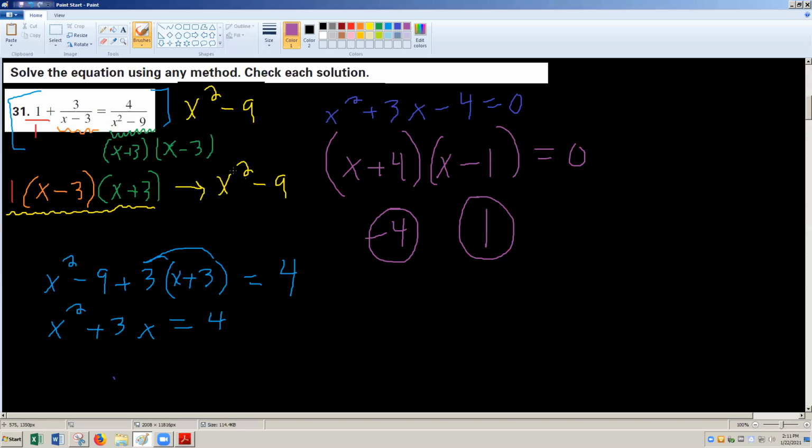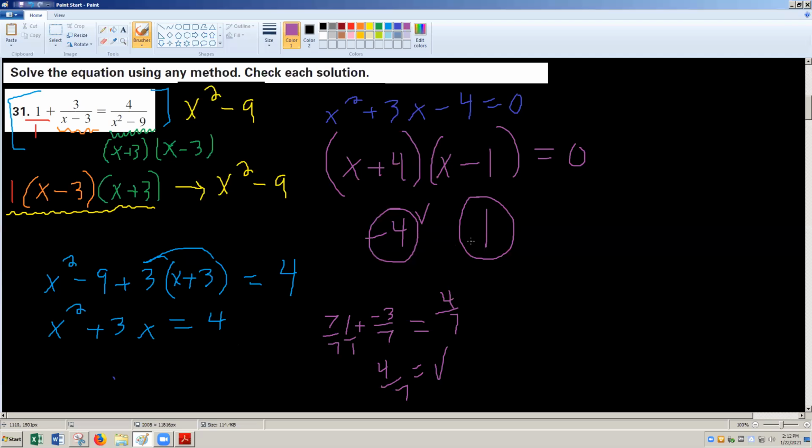Now, I want to be careful. I want to plug this back into my equation to see that it works. So let's start with the negative 4. When I plug that in, I have 1 plus 3 divided by negative 7. So I'm going to say 1 plus negative 3 over 7. I could have just done minus 3 over 7, whatever, equals, and now on the right side I've got my x squared, which is 16. 16 minus 9 is 7. So 4 over 7. And this 1 is really 7 over 7. So I get 4 sevenths equals 4 sevenths, and everything is right in the world. Perfect. So negative 4 works.